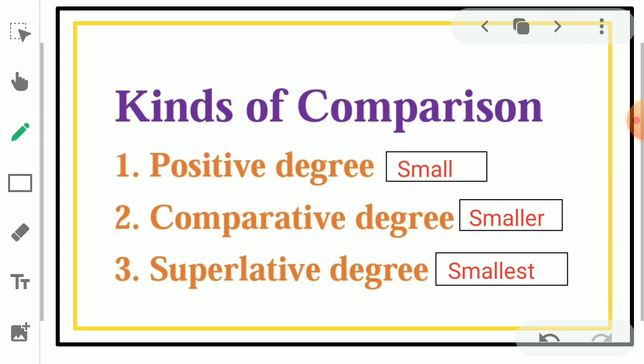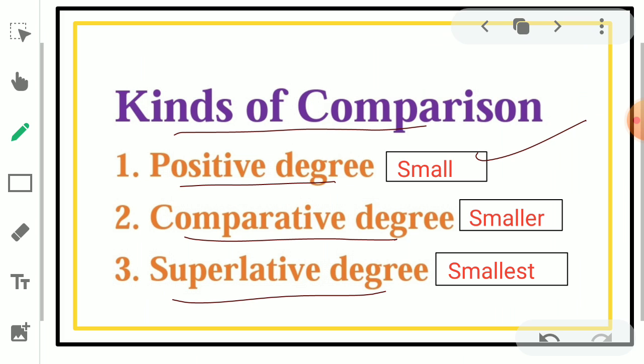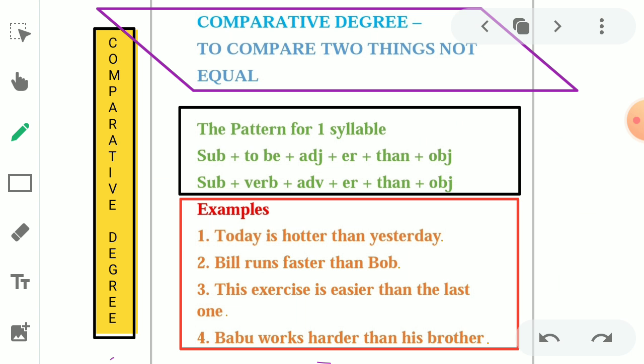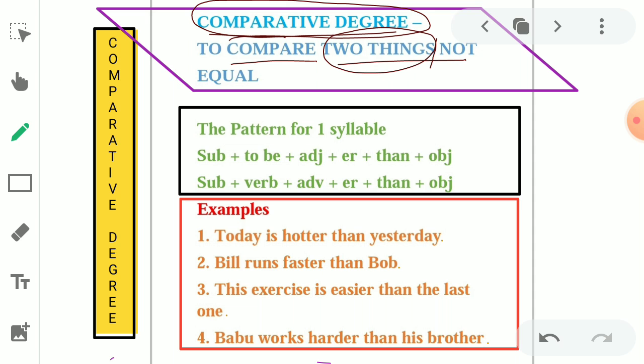Kinds of comparison that you have studied: positive degree, comparative degree, superlative degree. Small, smaller, smallest. Then comparative degree. How is comparative degree used? Comparative degree is used to compare two things. They are not equal. Keep in mind, they are not equal. So in comparative degree, two things are compared, but they are not equal.